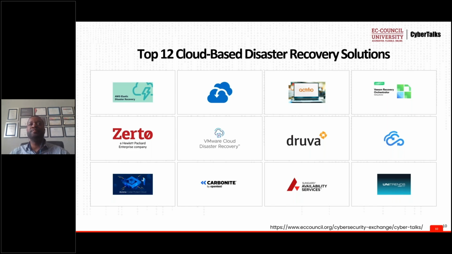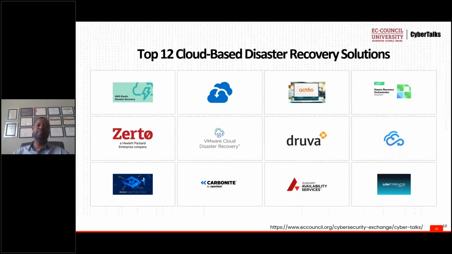We then have Veeam Recovery Orchestrator. Veeam excels in automation and orchestration with strong integrations across cloud and virtual infrastructures. This is actually great for complex multi-site recovery needs. Then we have Zerto. Zerto is a Hewlett Packard Enterprise company. Zerto is known for its real-time replication and continuous availability with an emphasis on minimum downtime.